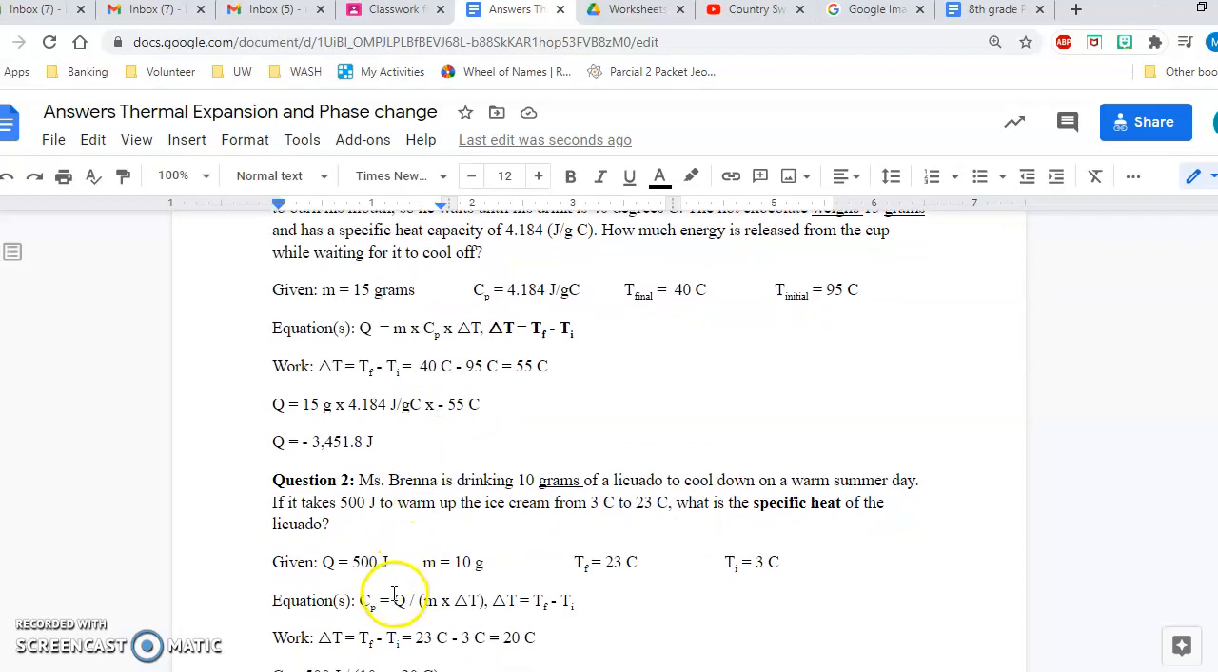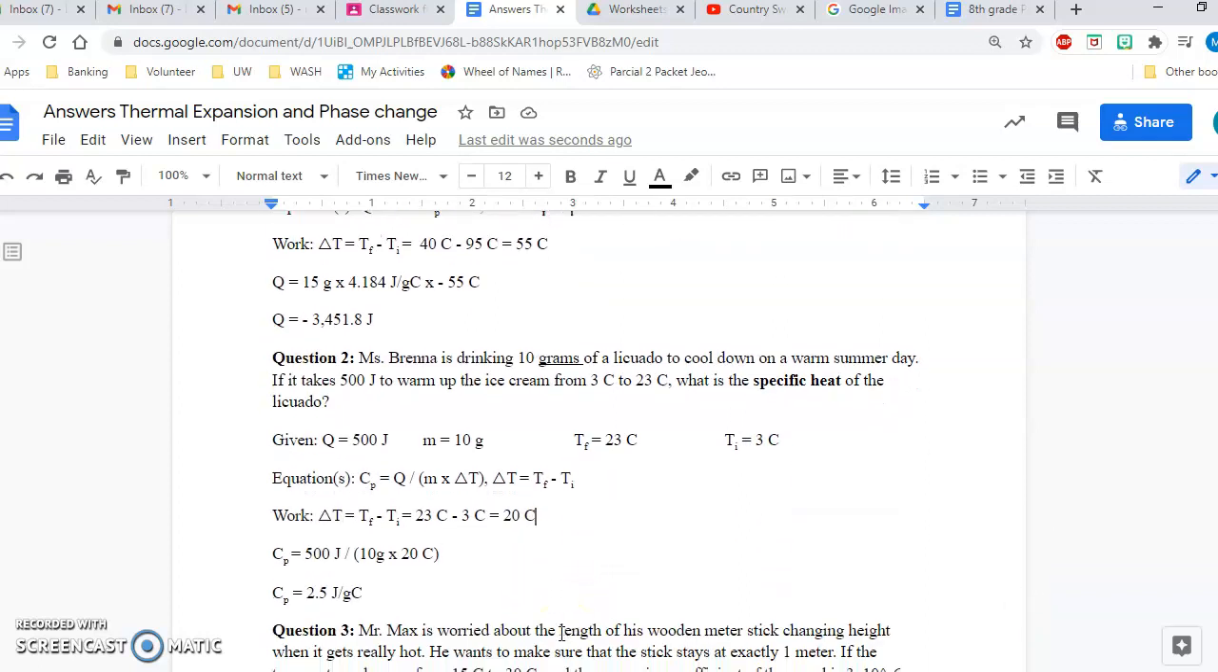And so just like before, if we wanted to just use our Cp is equal to Q divided by M times delta T, this one, we would still need delta T. We could plug in Q on the top, we could plug in M, but we need delta T. So that's our first step. We have to take our final minus our initial. So we're going to take 23 minus 3 and have 20 degrees C. And then we can now plug it all the way in.